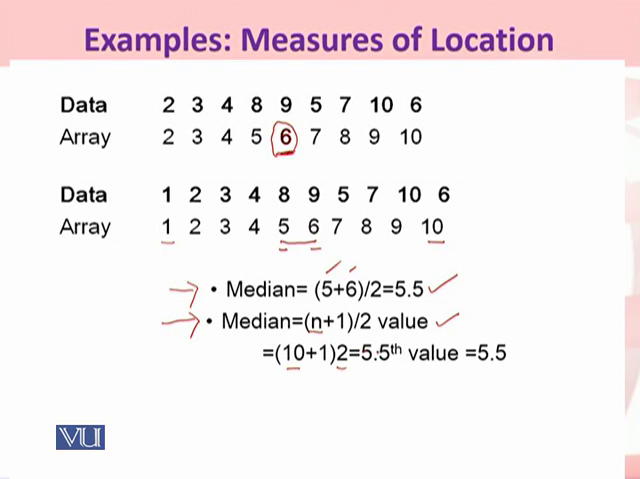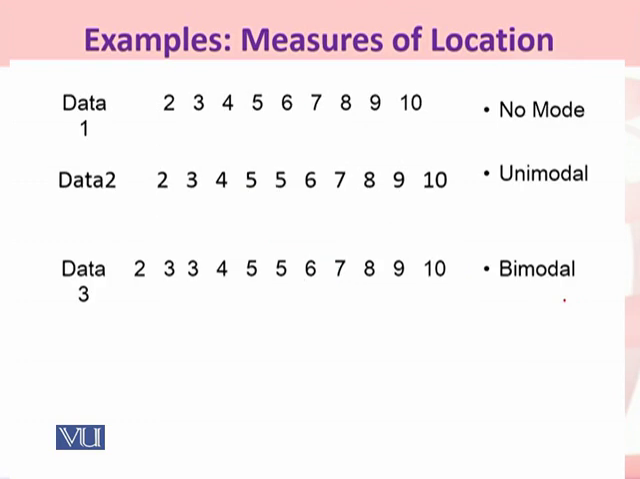For the 5.5th value, again we have to go back to the data. This is the 5th value. This is the 6th value. Taking their average, we get the same value, 5.5. Now moving on to the calculation of the mode. What is the mode? Mode is the most frequently occurring value in the data.